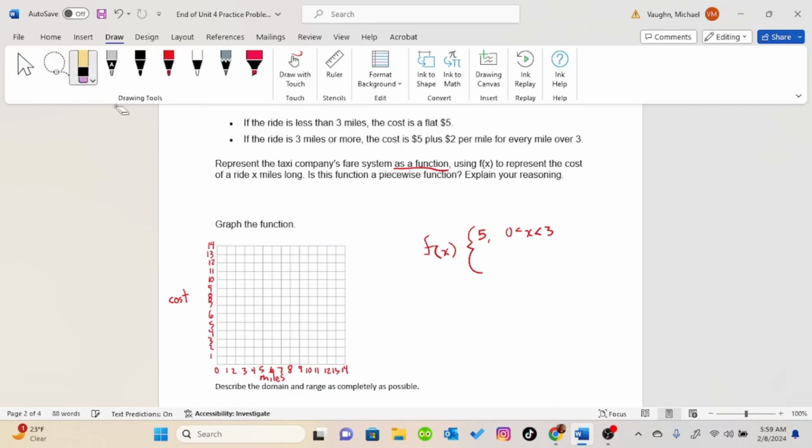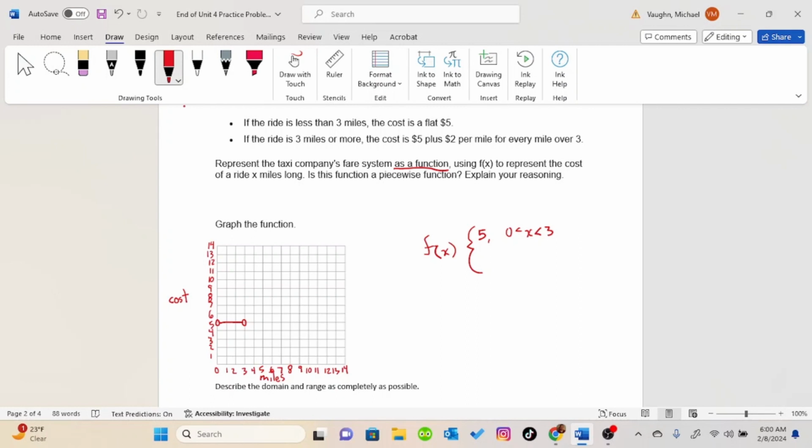So we're going to put a hollow point at 0, 5. No distance is no charge. Then we have less than 3. So at 3, we are also going to have an empty point. And we'll draw the line in between. So any distance that is greater than no miles but is less than 3 miles will cost $5.